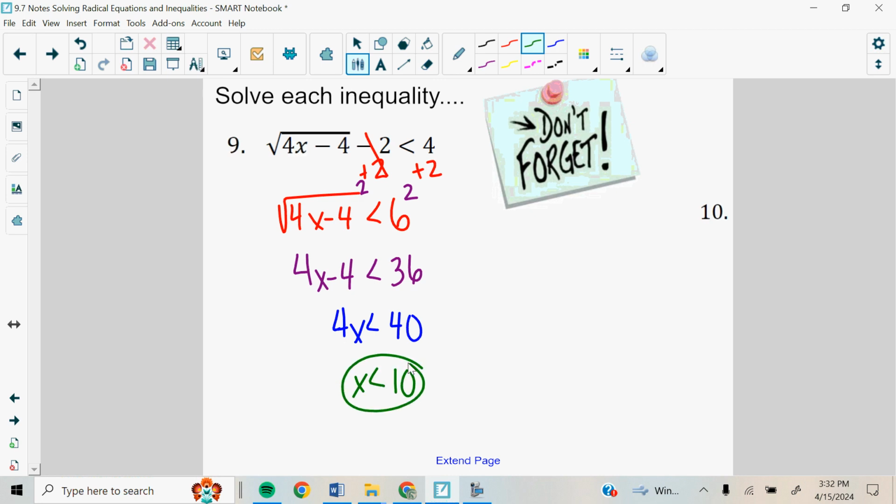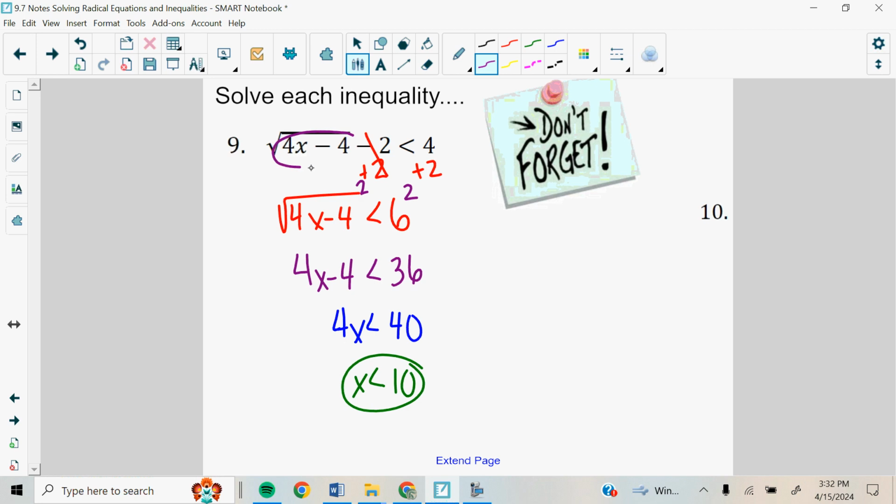So x needs to be smaller than 10 to get an answer that is less than 4. But here's where the kicker is. That's a maximum. I can't go bigger than 10. But let's think about, as you put in smaller numbers, eventually you're going to get to the point that is going to be a negative number underneath that radical. And we can't have a negative number under that radical. We end up with imaginary numbers. So we need to have a minimum. And this is how we're going to find our minimum.